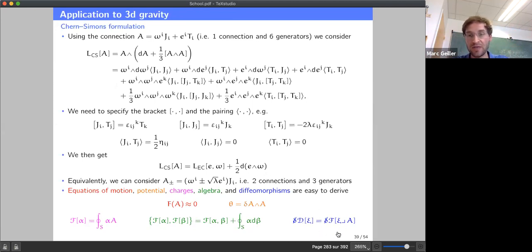And again, you can show in Chern-Simons theory that you can again realize the diffeomorphisms as field-dependent gauge transformations. So for a diffeomorphism, this is just realized as a charge of a Chern-Simons gauge transformation, where the gauge parameter is now a vector field contracted with the gauge connection.